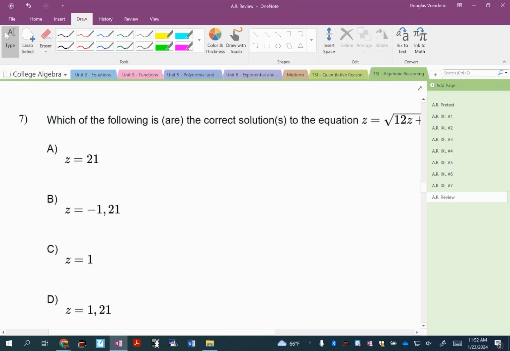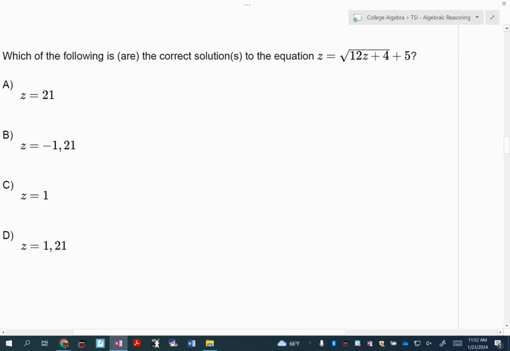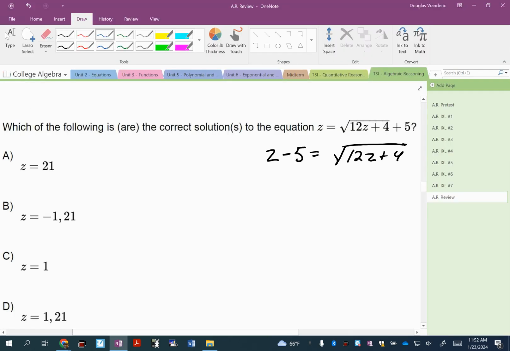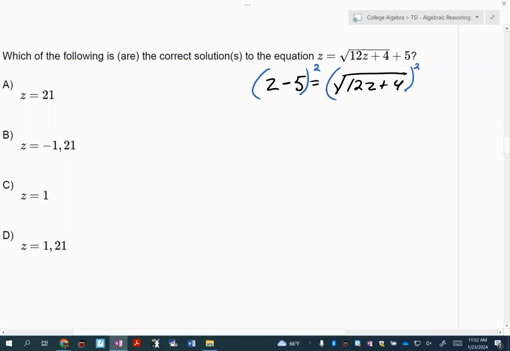Number 7. Which of the following is or are correct solutions to this radical equation or square root equation? So I'm going to move that 5 over with subtraction first. Okay, and then I want to get rid of that square root. So I'm going to square both sides. When I expand this z minus 5 raised to the second power, you could, if you wanted to, write z minus 5 twice and multiply it all out. I'm trying to teach you to take the first term, square it, take the second term, and square it. And the middle term is the first term times the second term times 2. So that's going to be -10z. Okay, when you square a square root, the radical will come off and give you 12z plus 4.